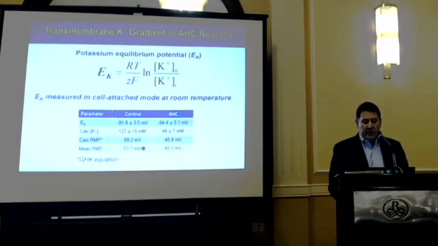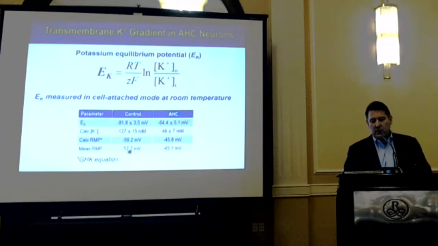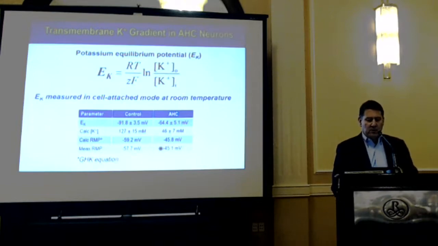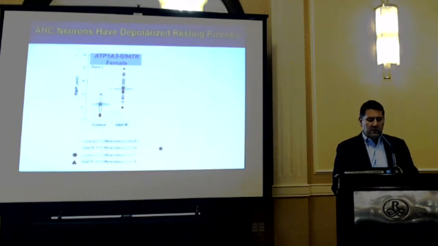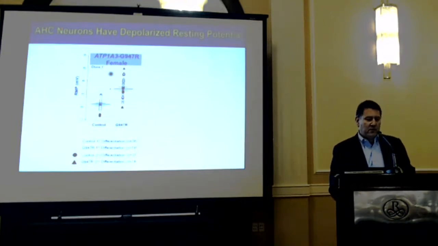We actually measured it, and on average, we found very good agreement. The measured resting potential for the control neurons is around minus 58, whereas for the AHC neurons, it's minus 45. And here is some graphic illustration of those measurements of resting potential. Again, we looked at multiple clones from one of the patients with the G947R. Here's the control neurons. What's plotted here is resting membrane potential, abbreviated RMP, a value of around minus 58. And then the AHC patient's neurons are around minus 48.